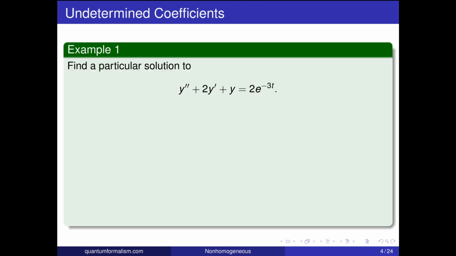All right, let's start with an example. Y double prime plus 2y prime plus y is equal to 2e to the minus 3t.